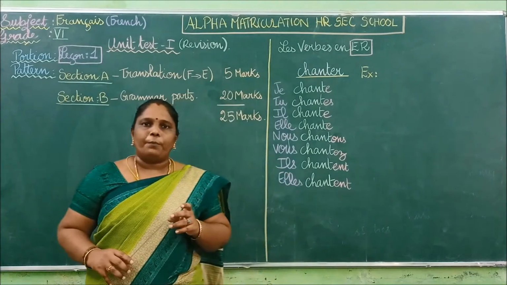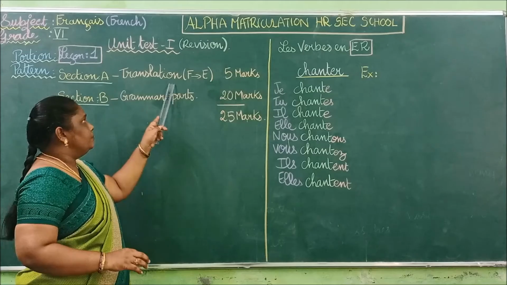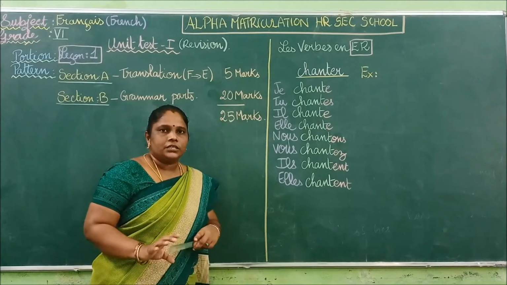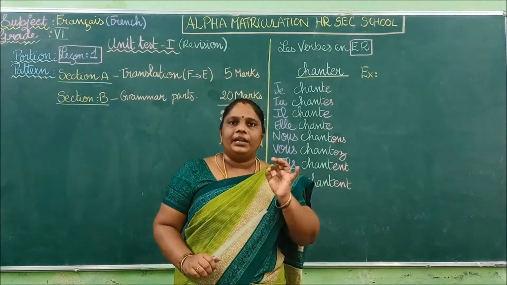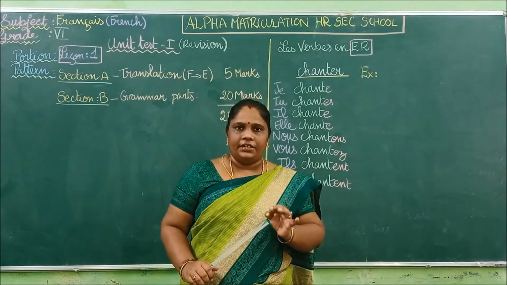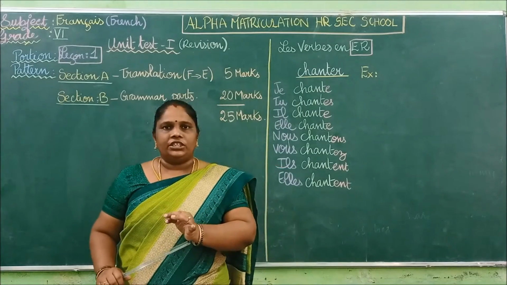Okay, so write a proper Roman letter and start to write translation section A. That will be for 5 marks. So write neatly and properly, go line by line. Read first carefully what is there in the passage. Then you can translate in English.